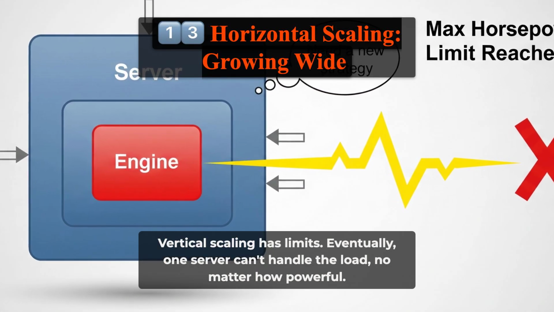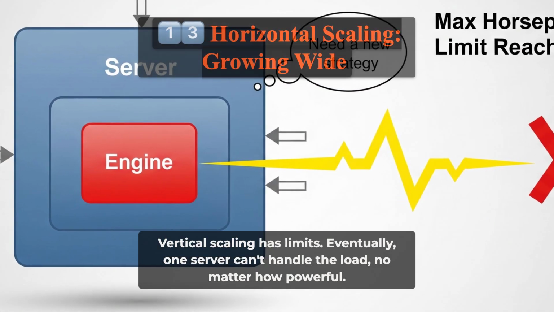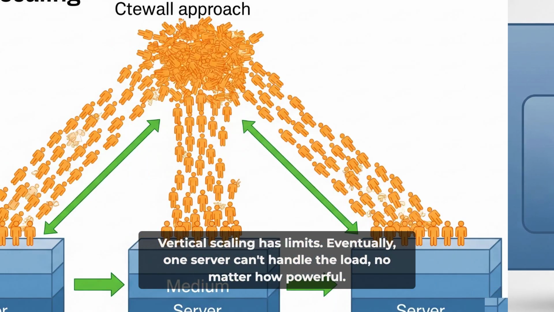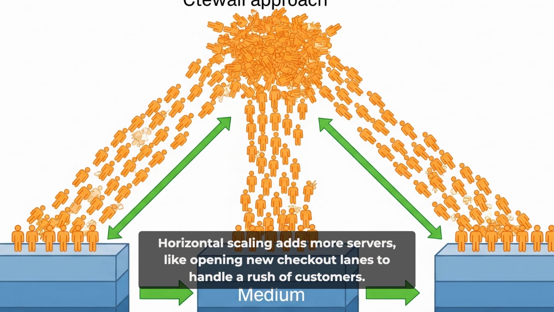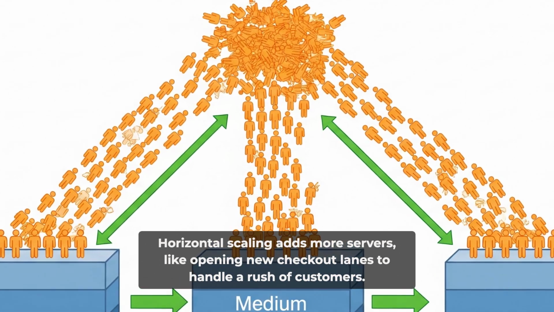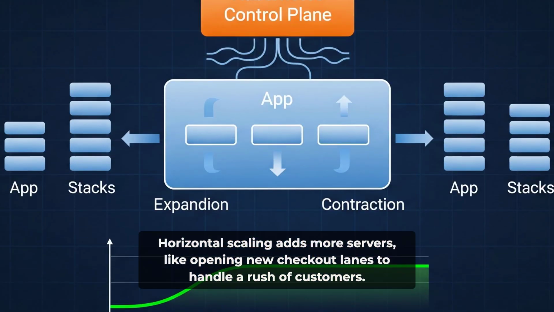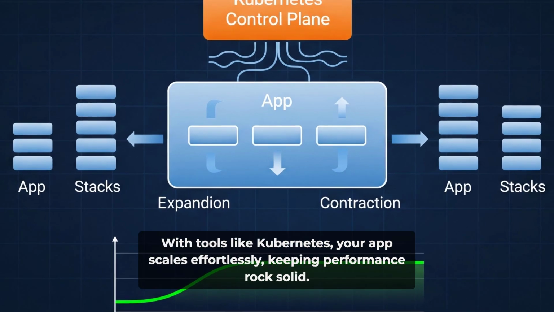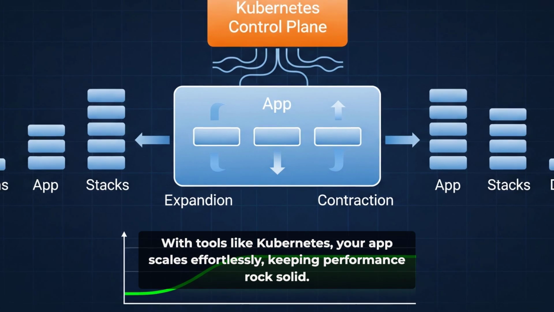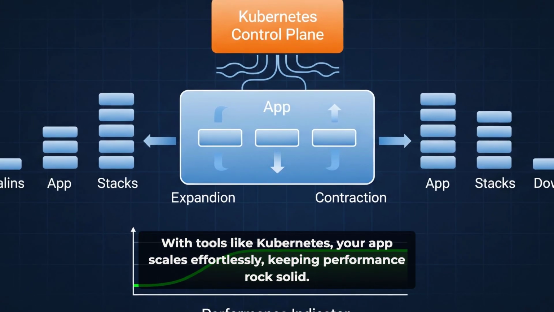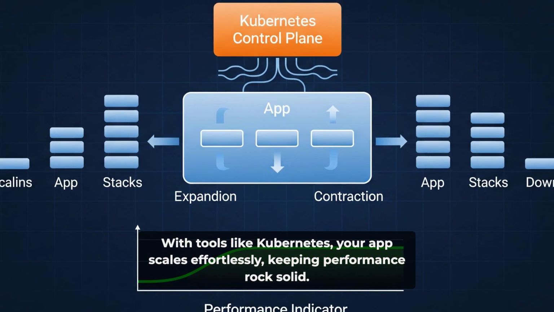Vertical scaling has limits. Eventually, one server can't handle the load, no matter how powerful. Horizontal scaling adds more servers, like opening new checkout lanes to handle a rush of customers. With tools like Kubernetes, your app scales effortlessly, keeping performance rock solid.